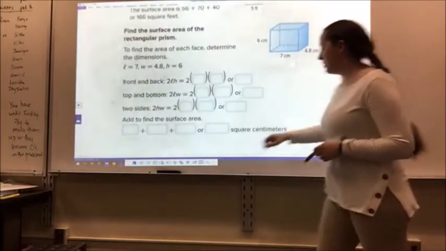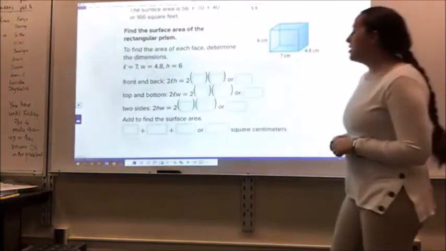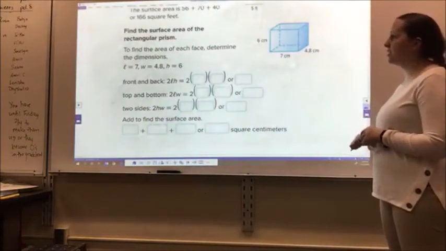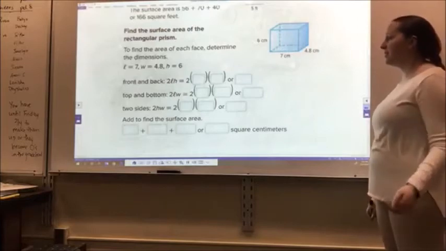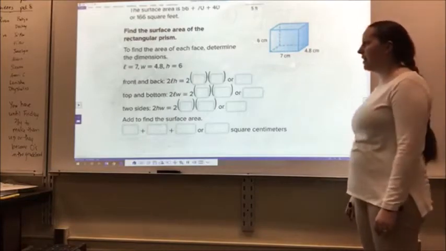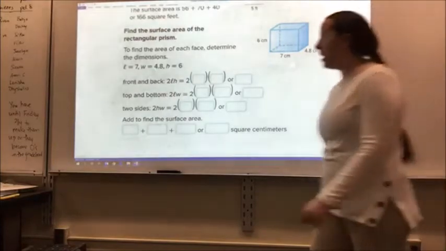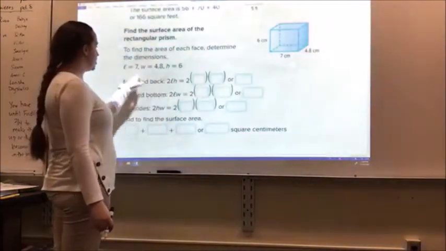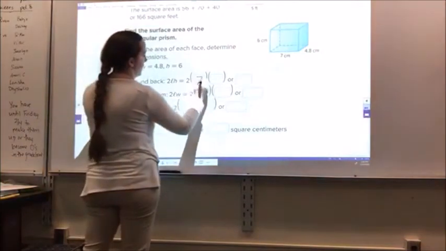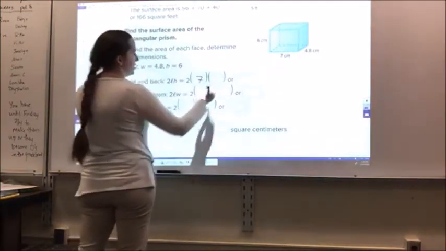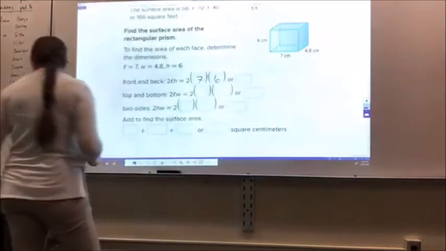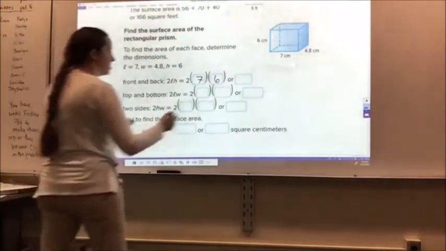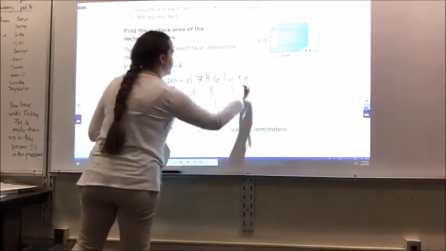So let's do this one together. Find the surface area of the rectangular prism. To find the area of each face, determine the dimensions. The length is 7, the width is 4.8, and the height is 6. So I'm going to go ahead and substitute this in using the formula. 2LH, L is 7, so 2 times 7, H is 6, so 7 times 6 times 2 gives me 84.